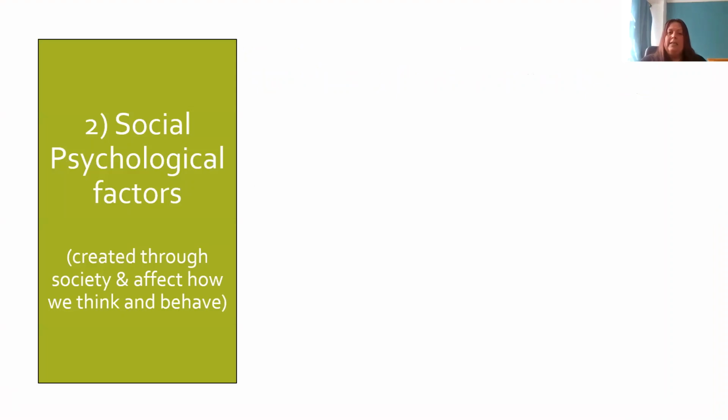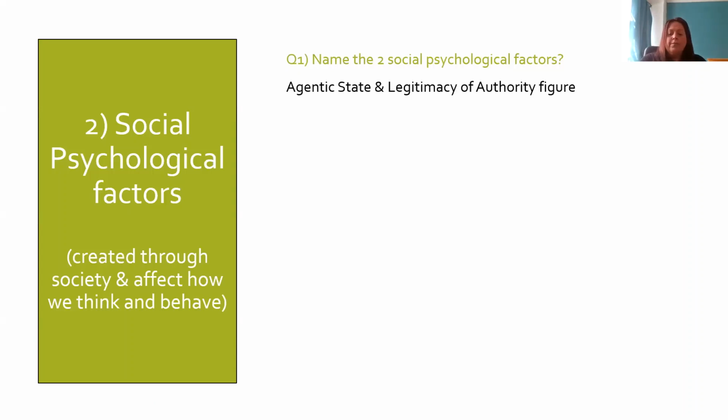So moving on to our second factor, which helps us to explain why people obey. So this is social psychological factors. I want you to think about this in terms of these are things that we have created and learned through society, and then they affect how we behave and think when we're put in that situation to obey. So what are those two social psychological factors that you need to have a good awareness about? Well, the first factor is the agentic state, and the second one is legitimacy of authority figure. Now, please remember that both of these do go hand in hand.